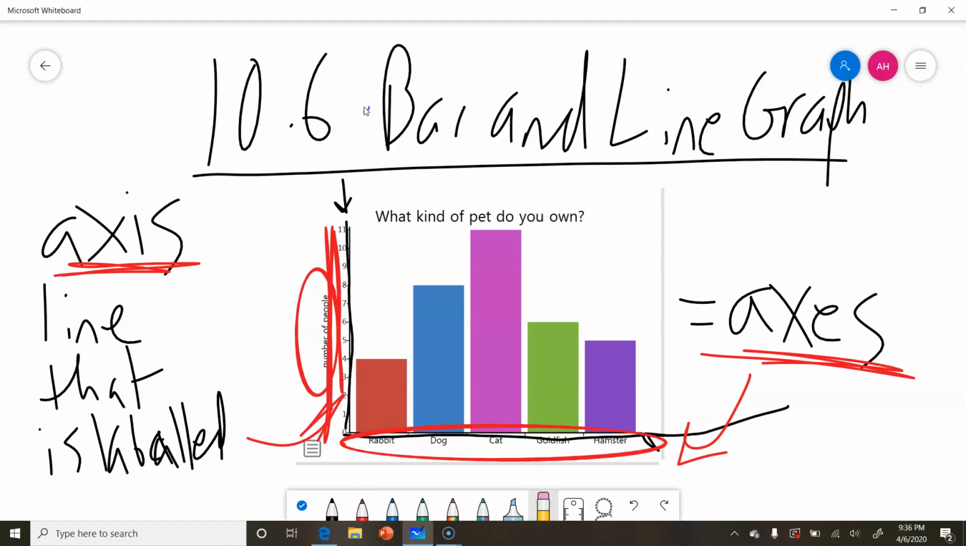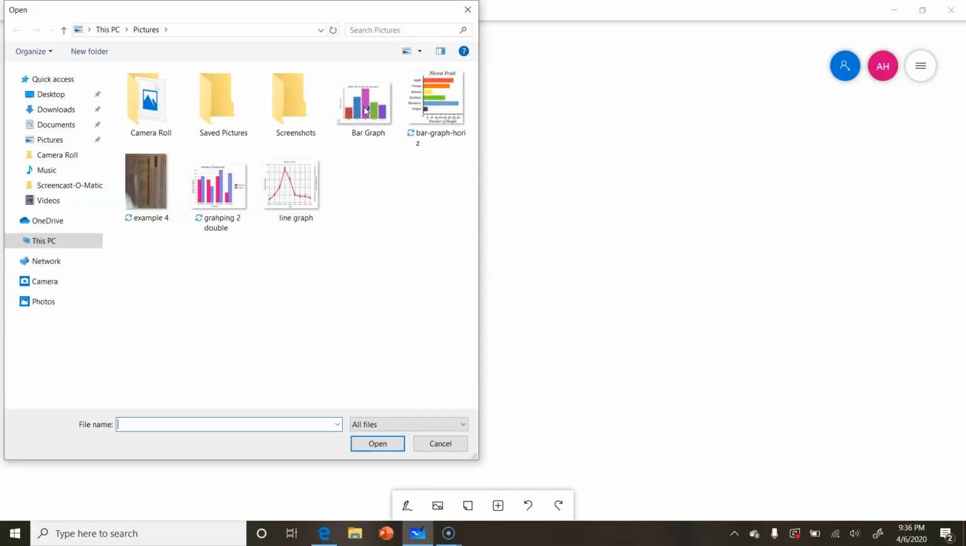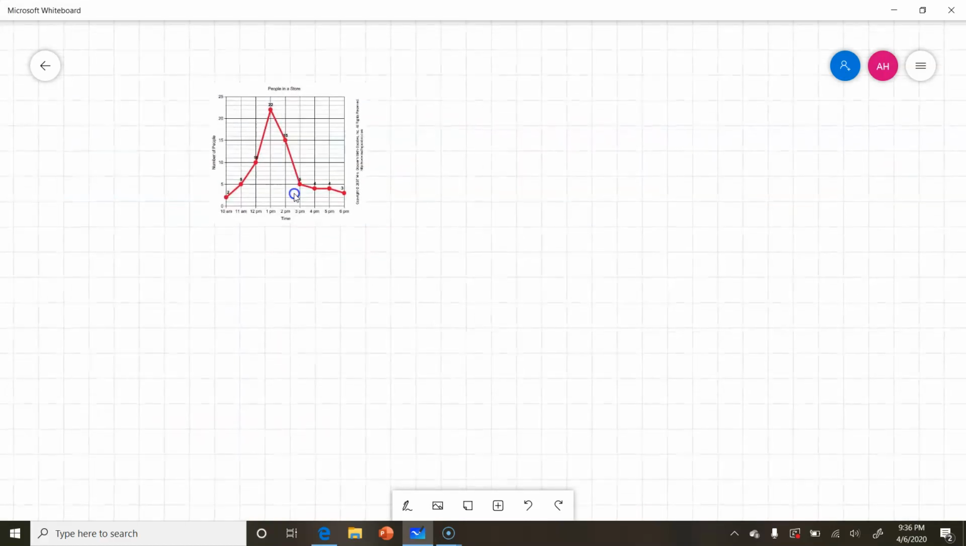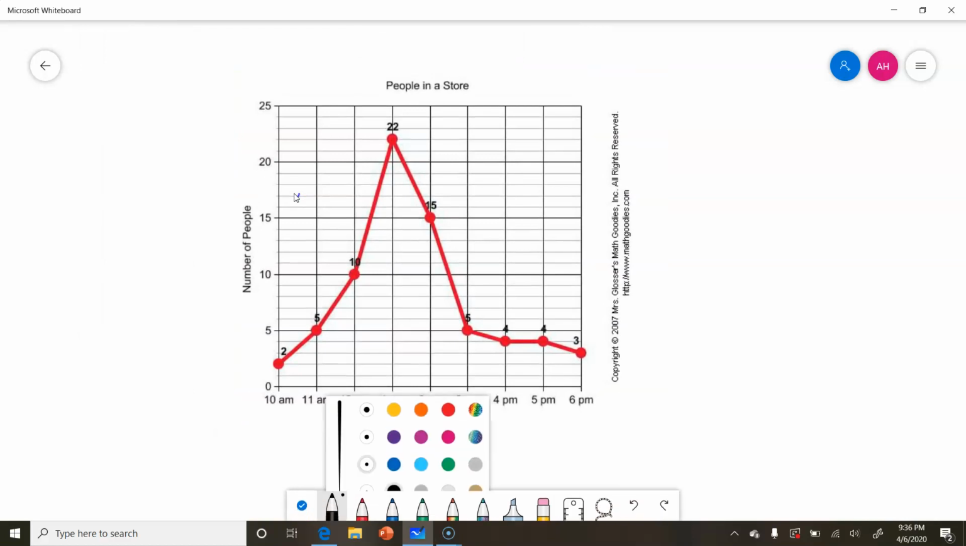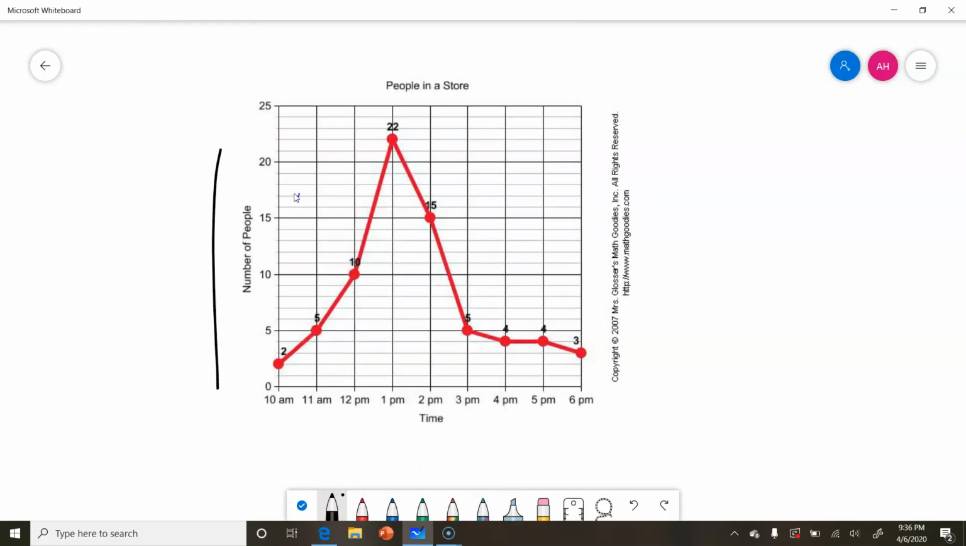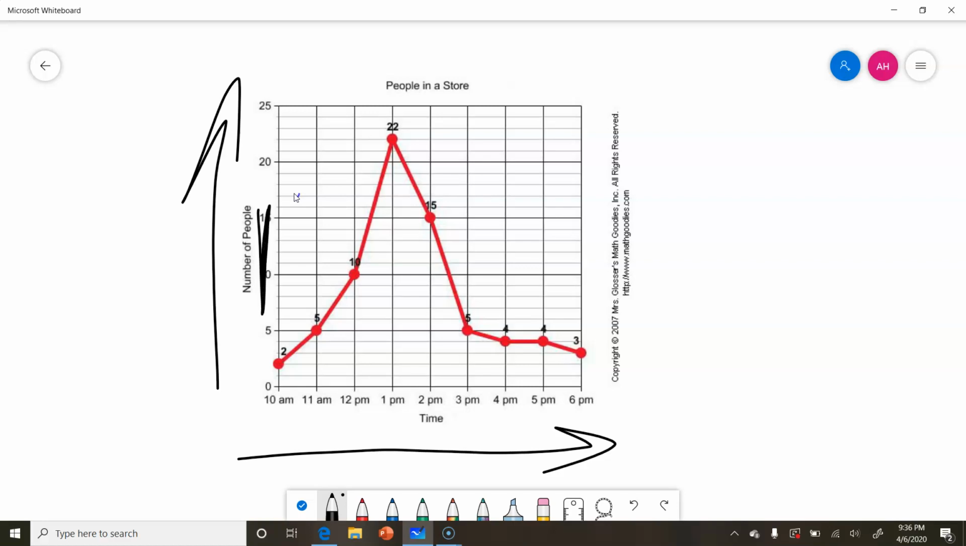I'm going to clear this and get a new chart that is free from all of the markings. This is the same type thing, a line graph, but you can see the number of people is usually on this side, going up, and over here is usually either time or the category, like pet or type of fruit or something like that. So that's how axes work. It's pretty easy, pretty straightforward.